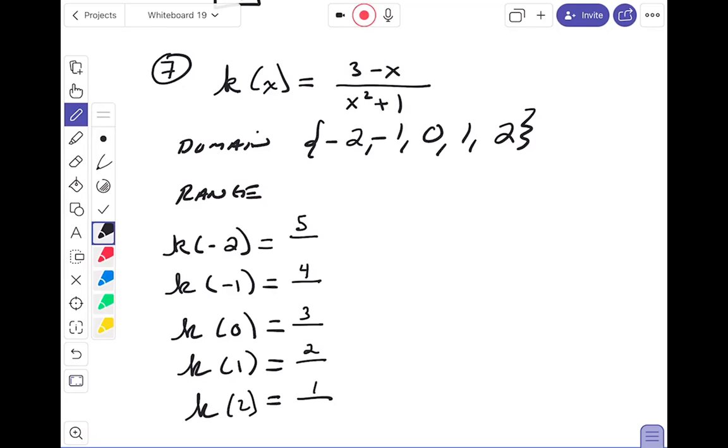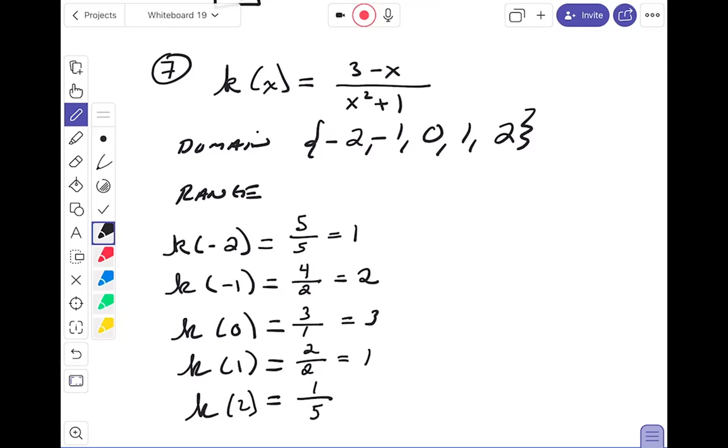What are you doing? You're squaring that number and adding 1 to it. So when you square -2, you get 4. 4 plus 1 is 5. This gives me 1 over 5. Let's go to the next one. -1 squared is 1, and 1 plus 1 is 2. Let's do 0. You get 1. This gives me 3. Let's do 1. Well, 1 squared is 1. 1 plus 1 is 2. What do you get? 1. Let's keep going. Let's do 2 now. It's on the bottom, by the way. What do you get? 4 plus 1, which is 5.